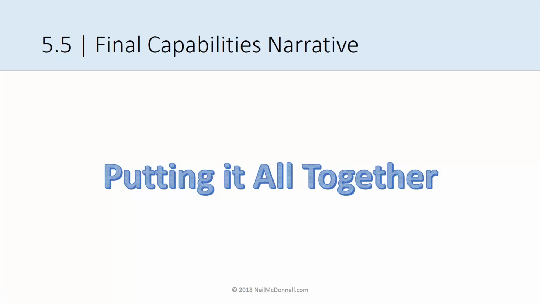Welcome to lesson 5.5 of your Dynamic Small Business Search course. In the last lesson, we wrote a second draft of our capability narrative using our competitors' narrative as examples. In this lesson, we're going to write our final version of the capability narrative. This will be the one that we put into DSBS and then to SAM.